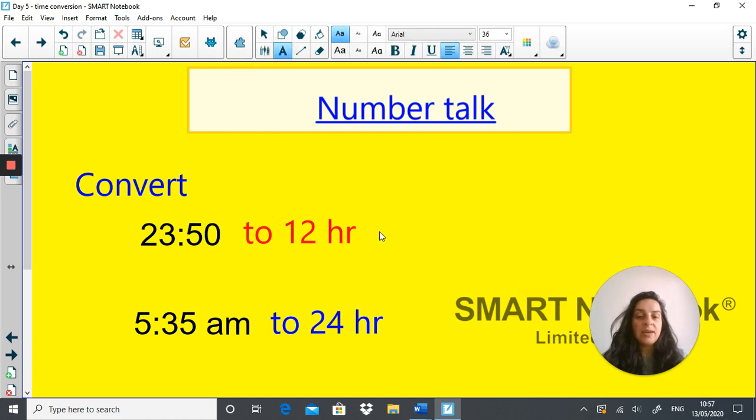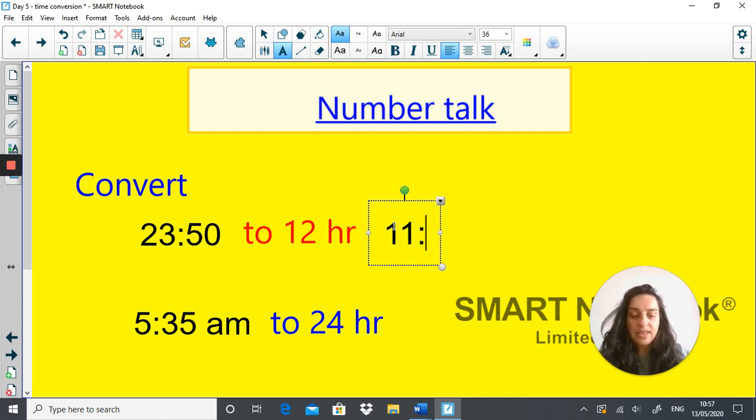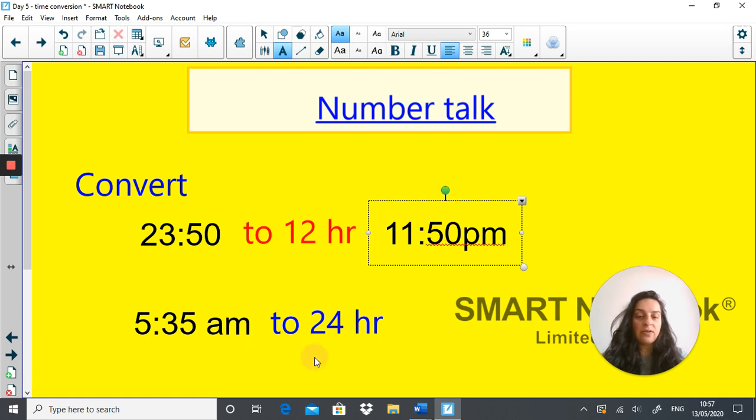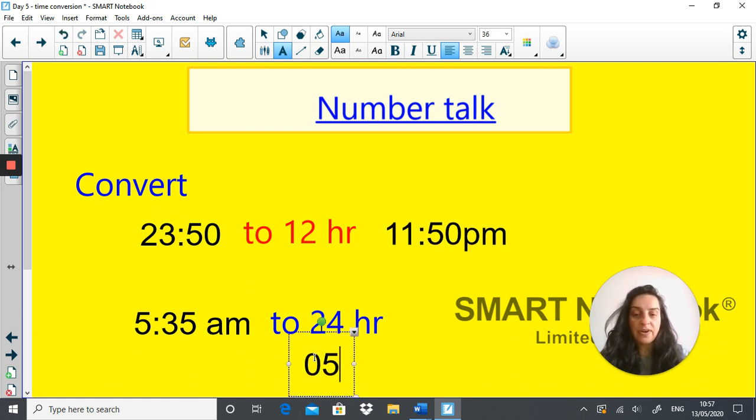Right, so hopefully you would have used the techniques you've been learning. 2350 to 12-hour clock means you have to take away 12 hours. The time is 11:50 p.m. And 5:35 a.m. in 24-hour clock should be 05:35. So I'm hoping that you guys got that right. If you did, well done. If not, don't worry, we've been doing lots of practice as the lesson goes on.